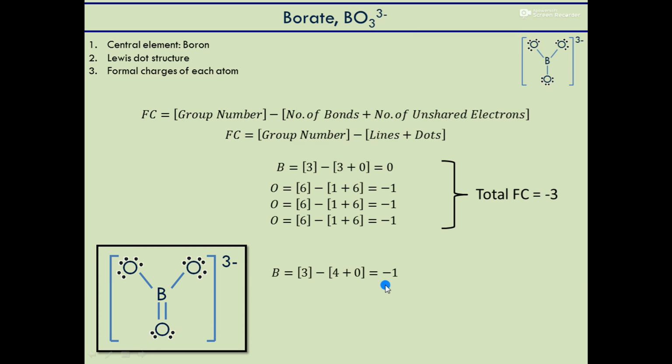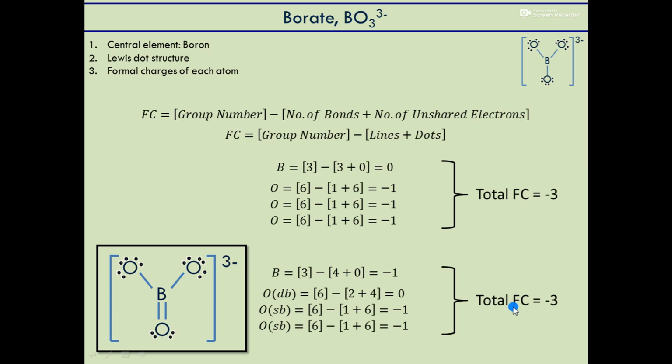Let's use formal charge computation. Boron here, as you can see, is a group 3 element, with 4 lines attached to it, so 4 bonds and 0 unshared electrons. There is a double bonded oxygen: group 6, 2 lines, 4 dots, 0 formal charge. Single bonded oxygen: 6 - 1 - 6, negative. So it's the same as the computation here. Single bonded, I hope you already can see that. So the formal charge is still -3, right?